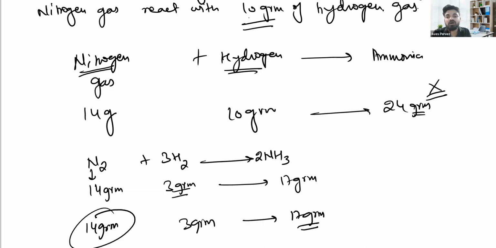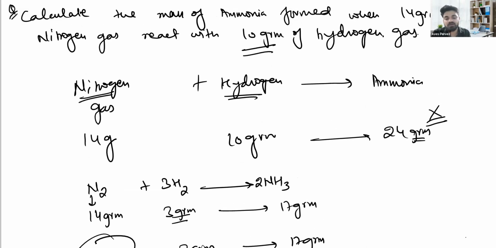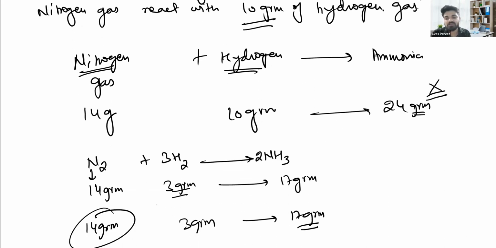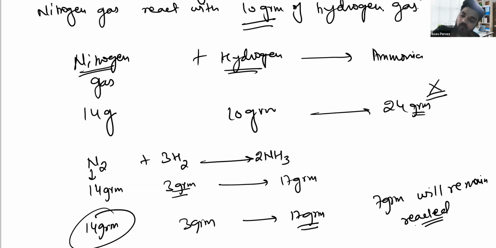You can write that since the law of constant proportion says that elements in a compound combine together in a fixed ratio by mass, for every 14 gram of nitrogen only 3 grams of hydrogen will react, and the 7 gram out of 10 will remain unreacted. Okay, got it? You understood? Everyone in the class? Yes, sir. Rumaisa, Avni, Abdul Jabbar?